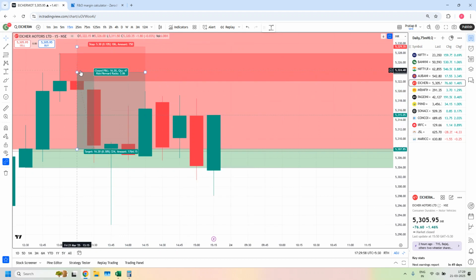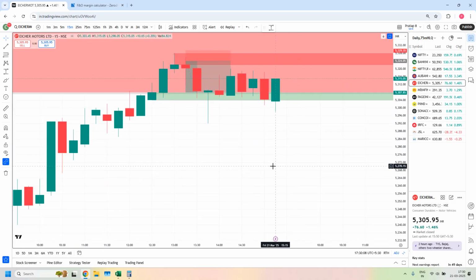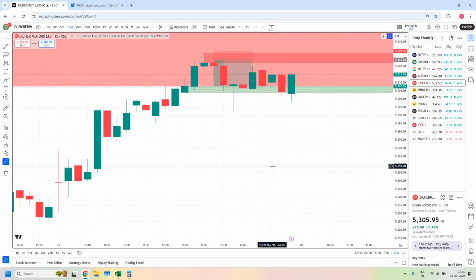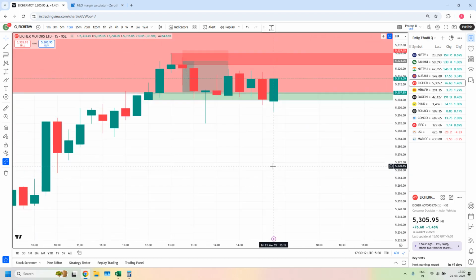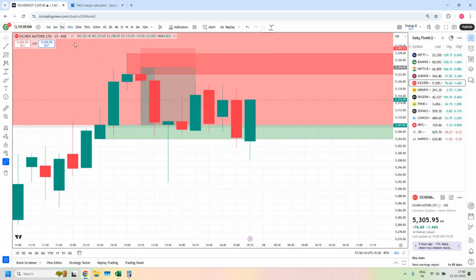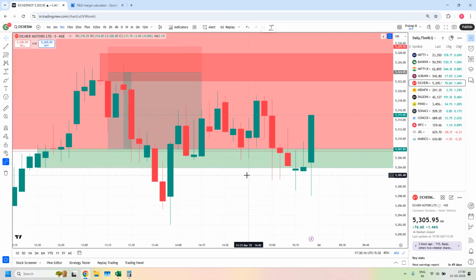So this is the entry. One more point I reduced, because now it is exactly 1:3 RR. See, the more and more deep we go, there are higher chances we miss the trade. So that is the reason why we took the trade here.